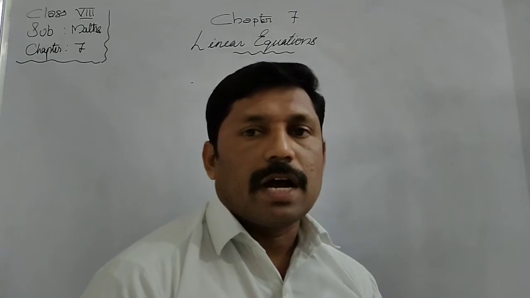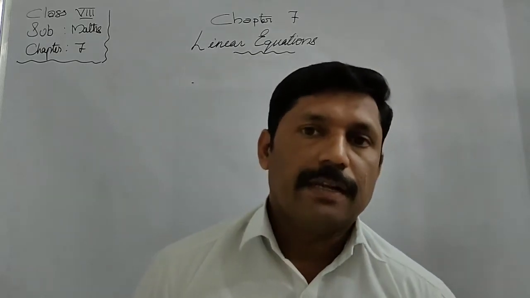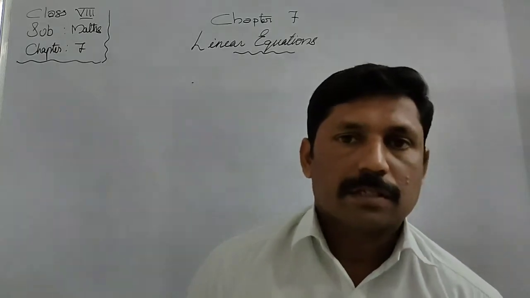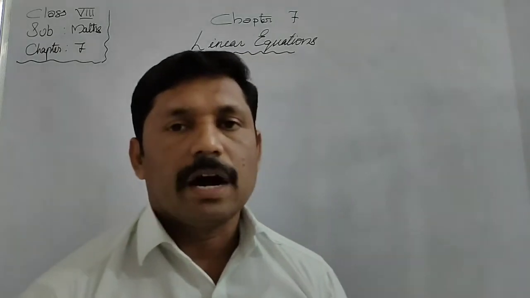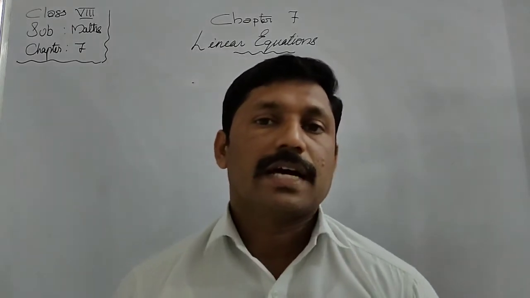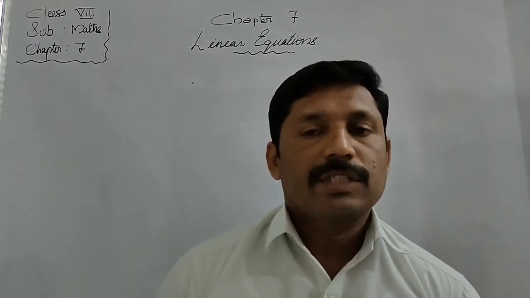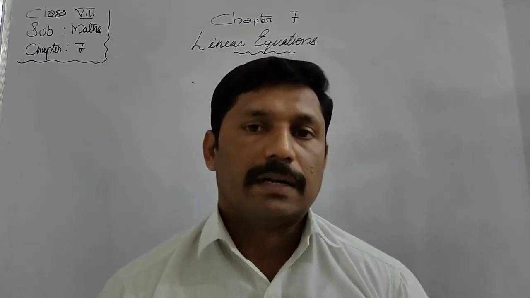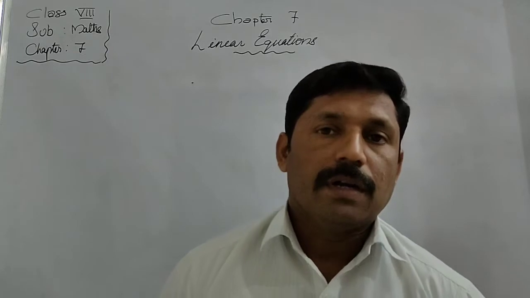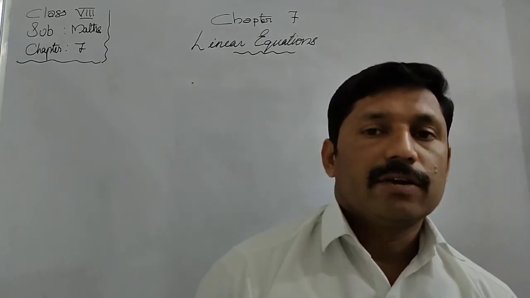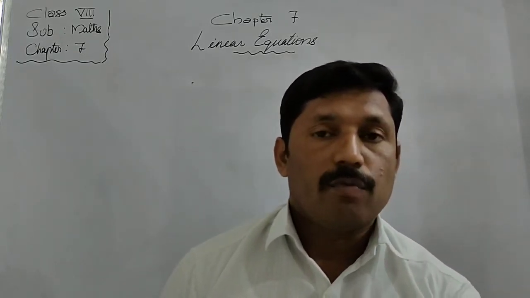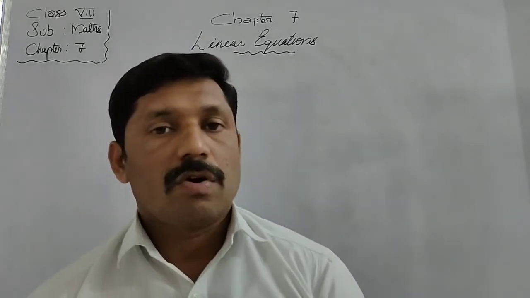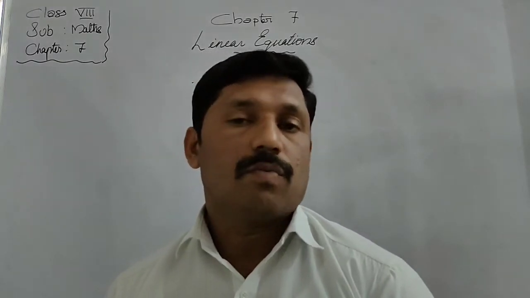Dear students, today we start a new chapter, chapter 7 in our Maths online class. Chapter 7 is linear equations. What do you mean by linear equations? You have studied that in the previous class, that is in 7th class. A linear equation is an equation in which the highest power of the variable is 1 and with one variable. The variable will be only one type and the highest power of that variable will be 1. Then it is called a linear equation with one variable.